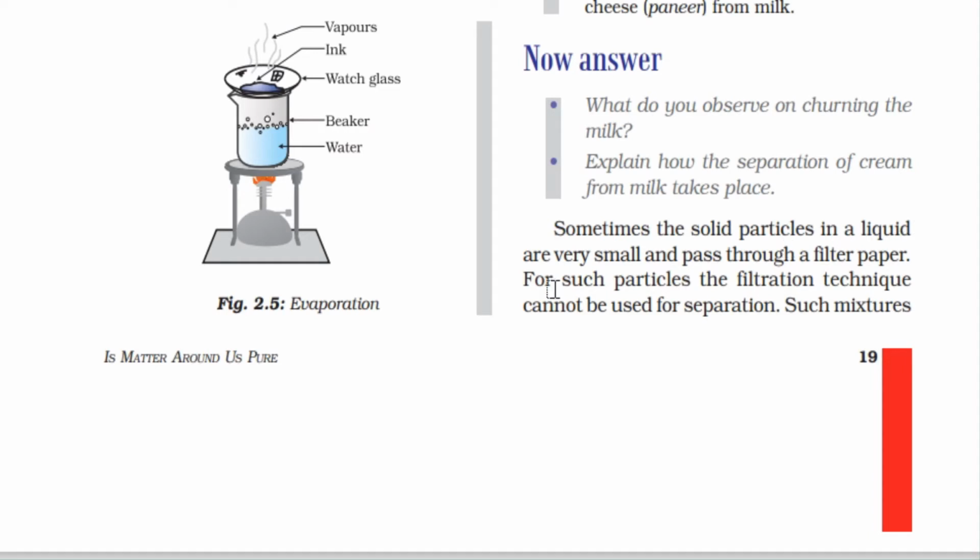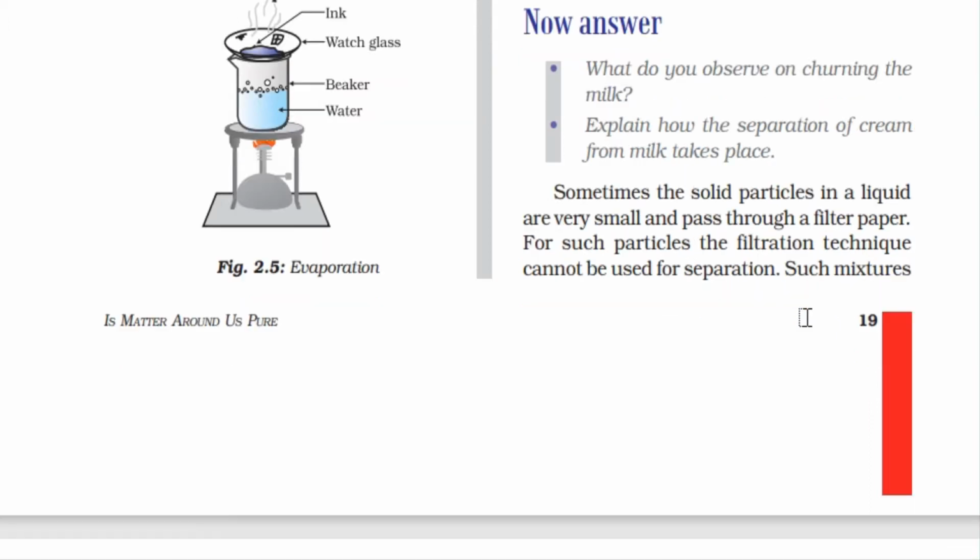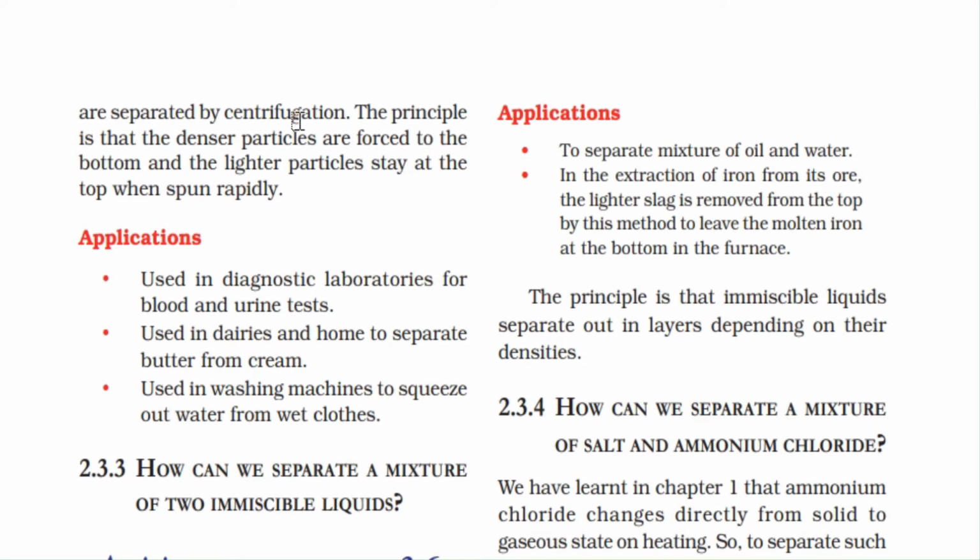Sometimes the solid particles in a liquid are very small and pass through filter paper. For such particles, the filtration technique cannot be used for separation. Like milk, you cannot separate the particles from the milk by filtration. Such mixtures are separated by centrifugation. Centrifugation is a method in which the container is rotated very fast. The principle is that denser particles are forced to the bottom and the lighter particles stay at the top when spun rapidly.